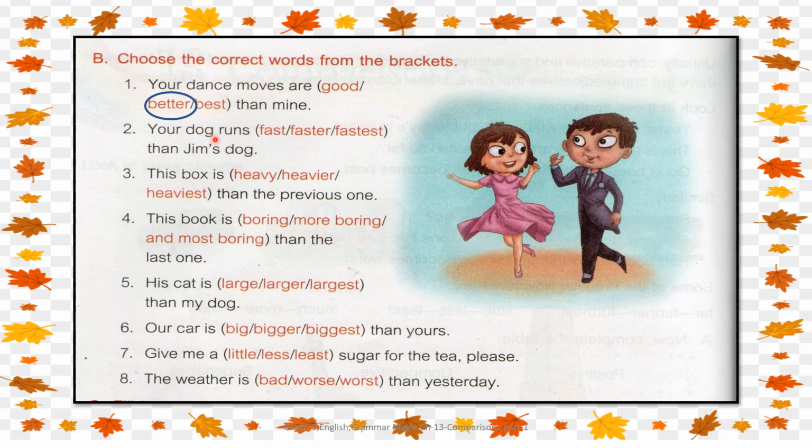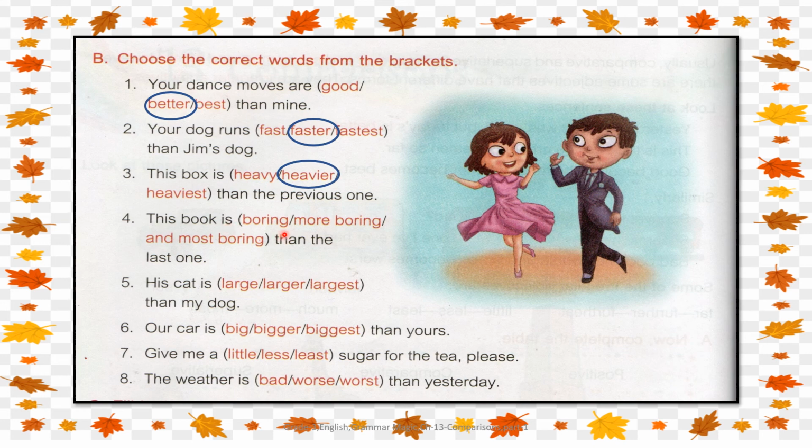Second, your dog runs fast, faster or fastest than Jim's dog. So children, here than is given. So it is comparative. Two dogs are compared. Okay, so faster will come, not fastest or fast. Third one, this box is heavy, heavier or heaviest than the previous one. So children, here than is also given again. So we will use heavier.